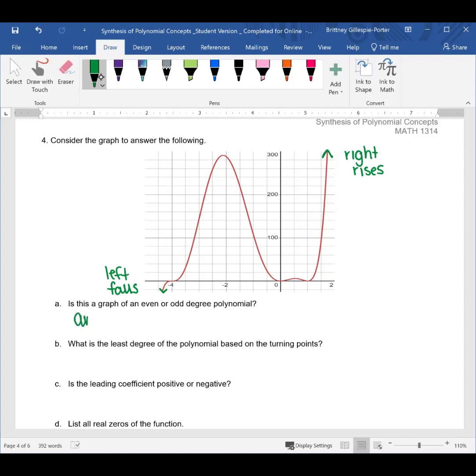Because the arms go opposite ways, that means that we are odd degree. If they are the same, it's even.